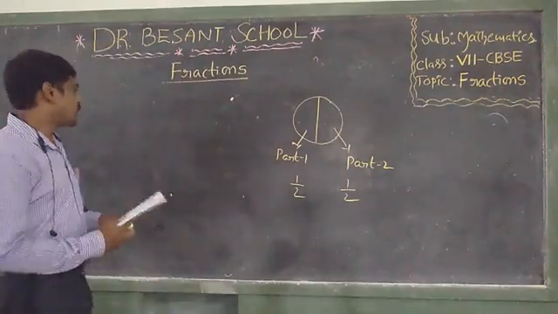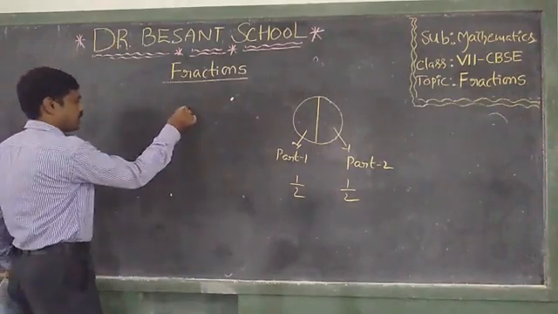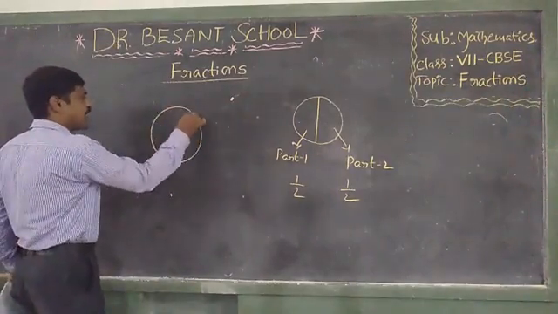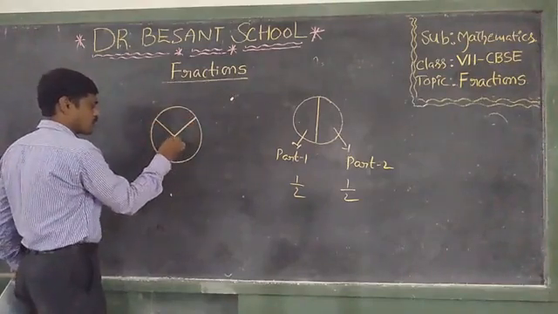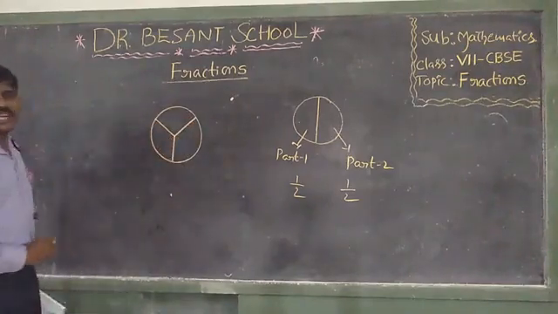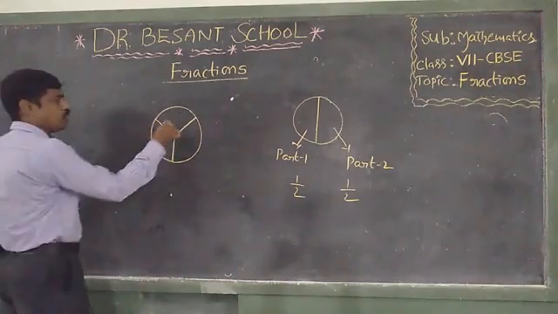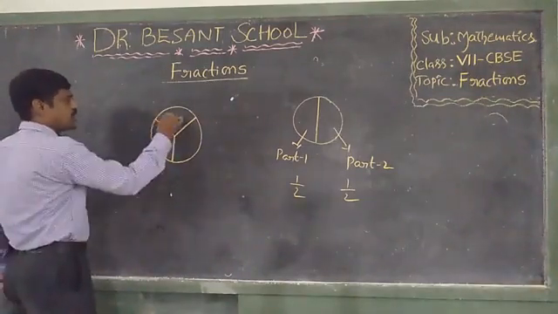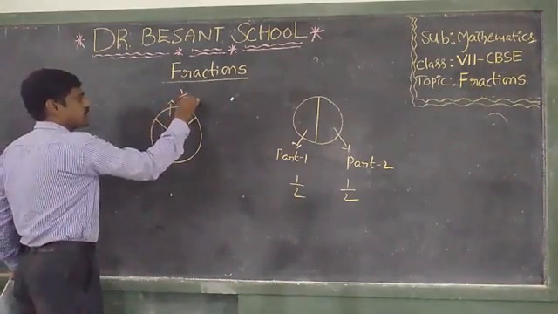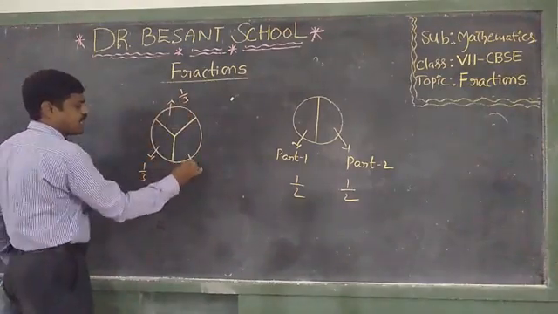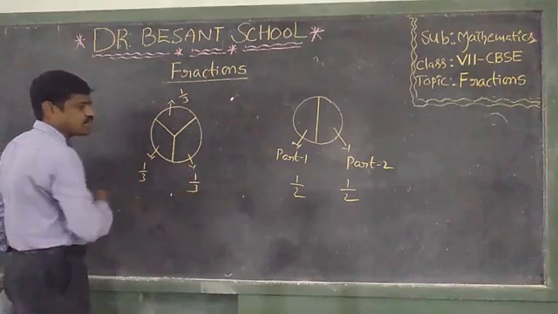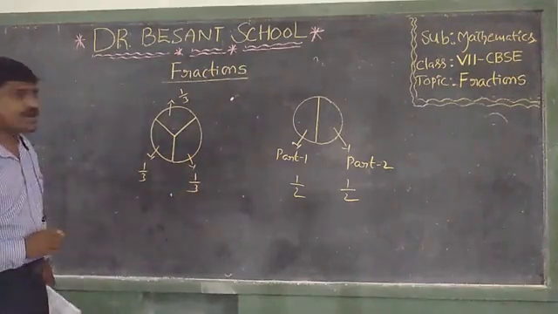Okay, children? Suppose this whole is divided into three equal parts. 1, 2, 3. So, each part is a fraction. This is 1 by 3, this is 1 by 3 and this is 1 by 3. Okay, children? Next.